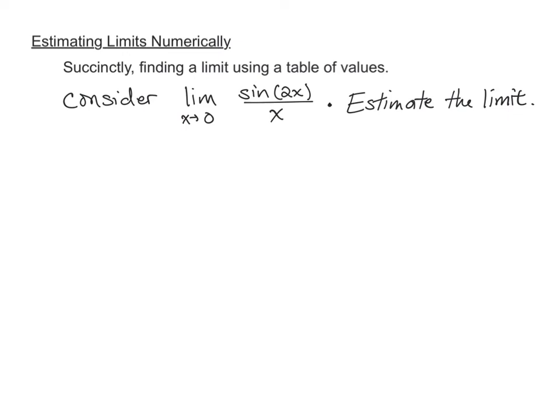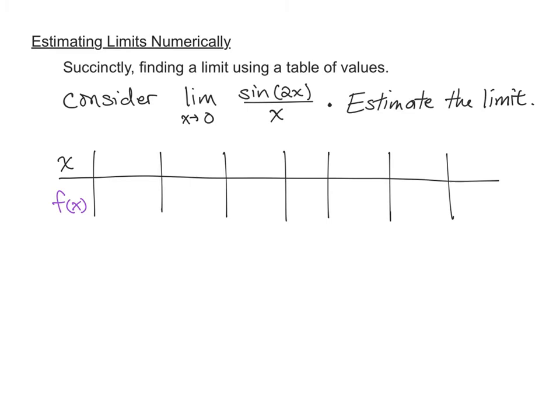On this slide, we actually get to see what it's like to estimate limits numerically. So in the smallest number of words, that is finding a limit using a table of values. So we can look at this limit right here, the limit as x approaches 0 of sine of 2x over x, and we want to estimate that limit. So what we can do is set up a table that looks something like this, with x and f of x, and we're going to be picking values of x.